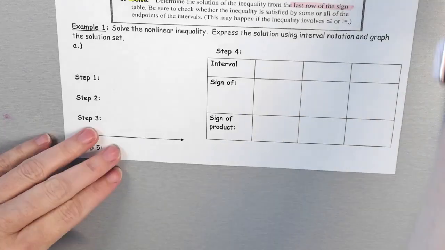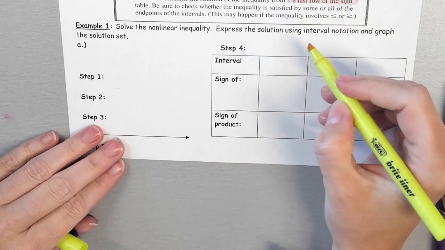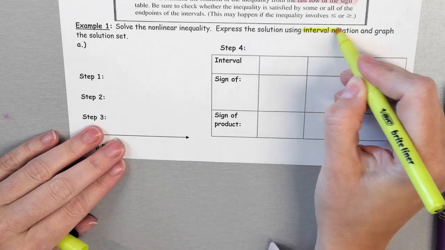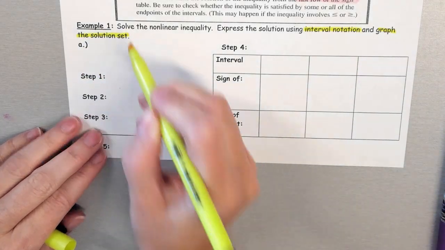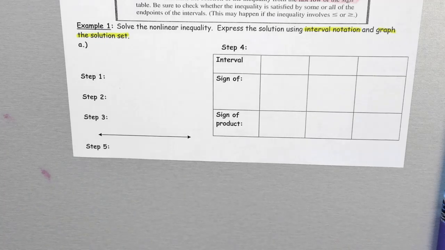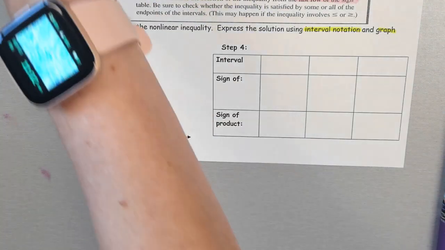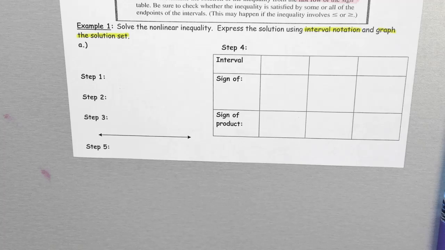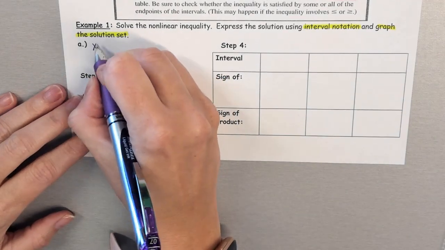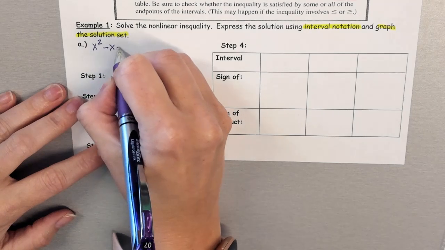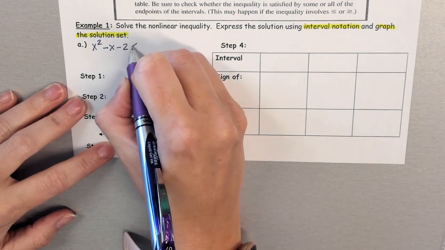graph the solution set. Okay, when you are doing this, I need to see your steps for how you are solving. We are solving using algebra. So remember, your work is your proof. That's your evidence. So that's what we got to show. So we have x squared minus x minus 2 is less than 0.